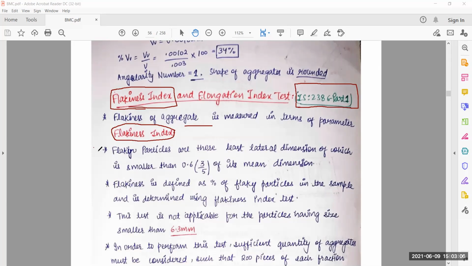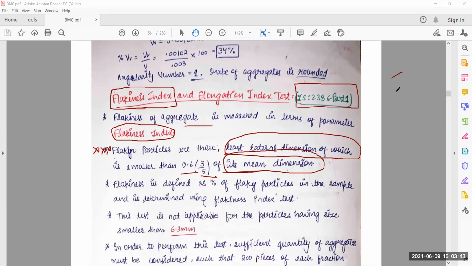Here you all see carefully, because this is the main point of flaky particle identification. Basically they say flaky particles are those whose least lateral dimension is smaller than 0.6, that means 3 by 5, of its mean dimension. Here I repeat this statement again.